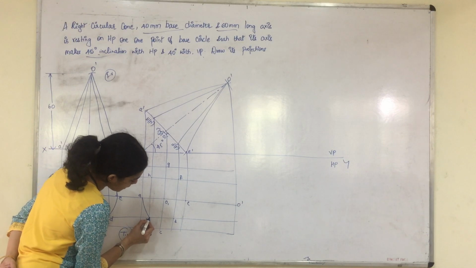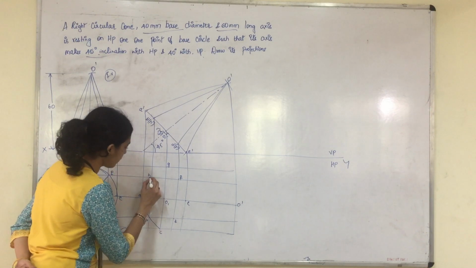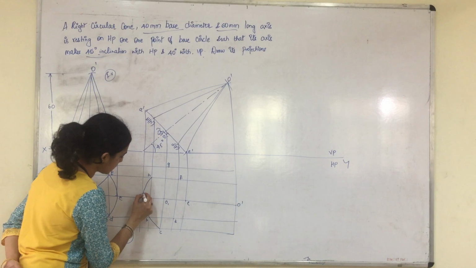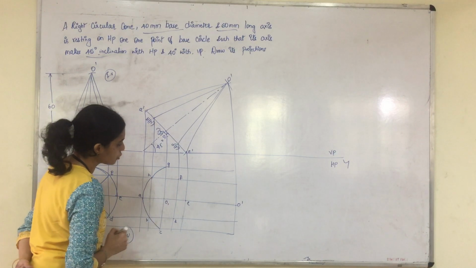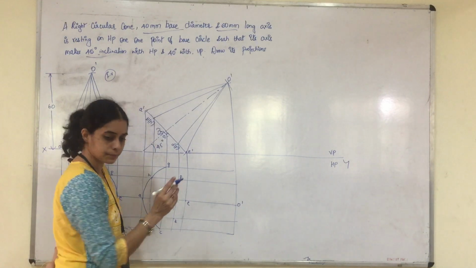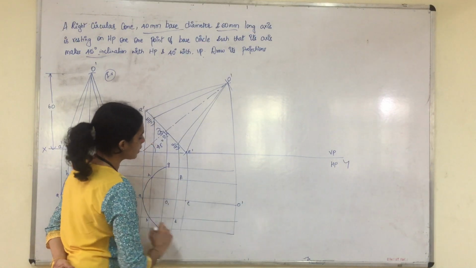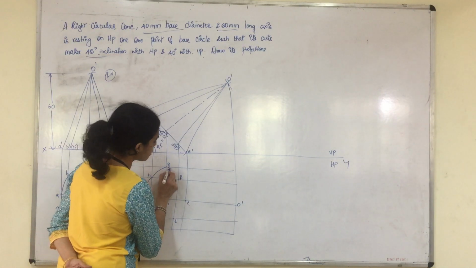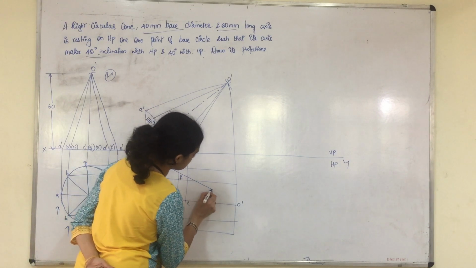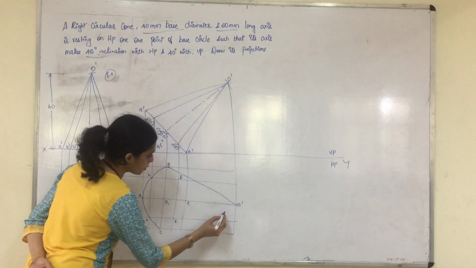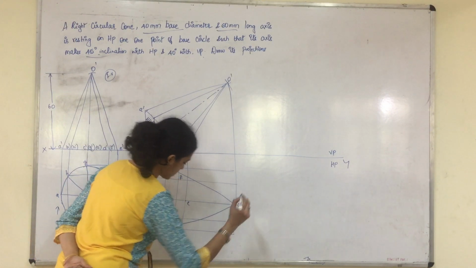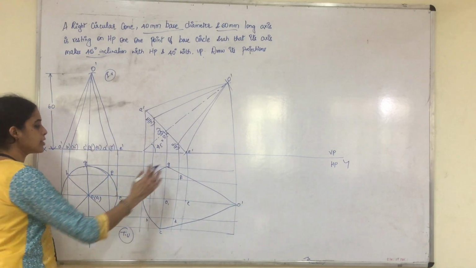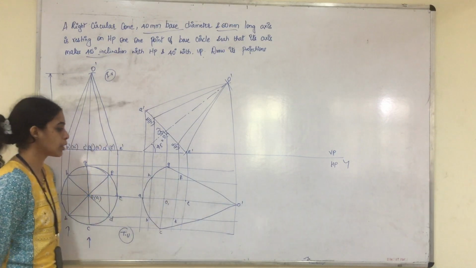Join A to B, B to C, A to H, H to G, right? And the outer boundary we are joining. So from G to O dash, and from C to O dash. So this is the outer boundary of the cone.